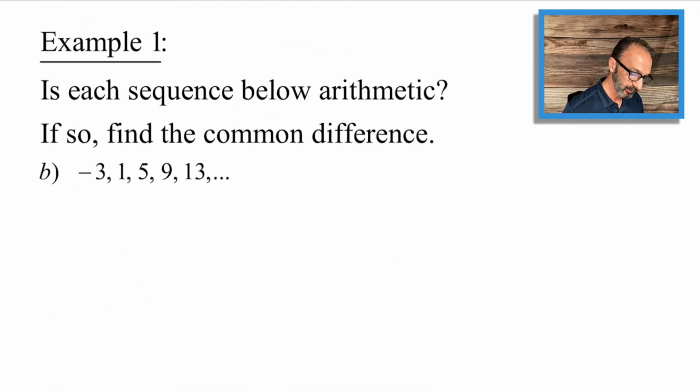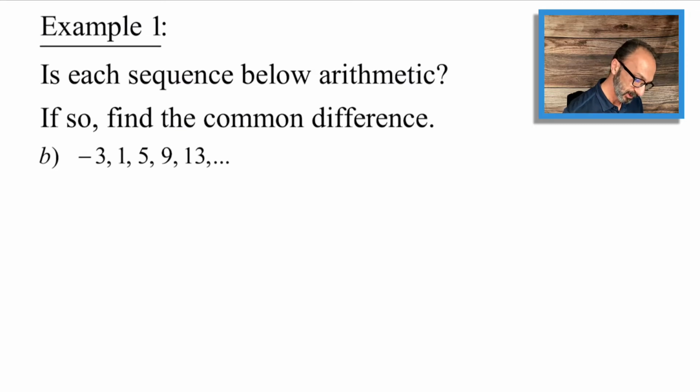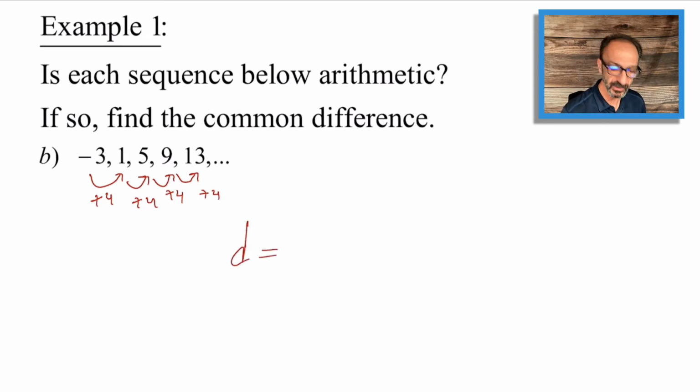Here's the second one. From -3 to 1, we're adding 4. From 1 to 5, we are adding 4. From 5 to 9, we are adding 4. And from 9 to 13, we are adding 4. So D is available. It's a fixed common difference, and that will give me D, which is 4. So the answer to this question is yes.